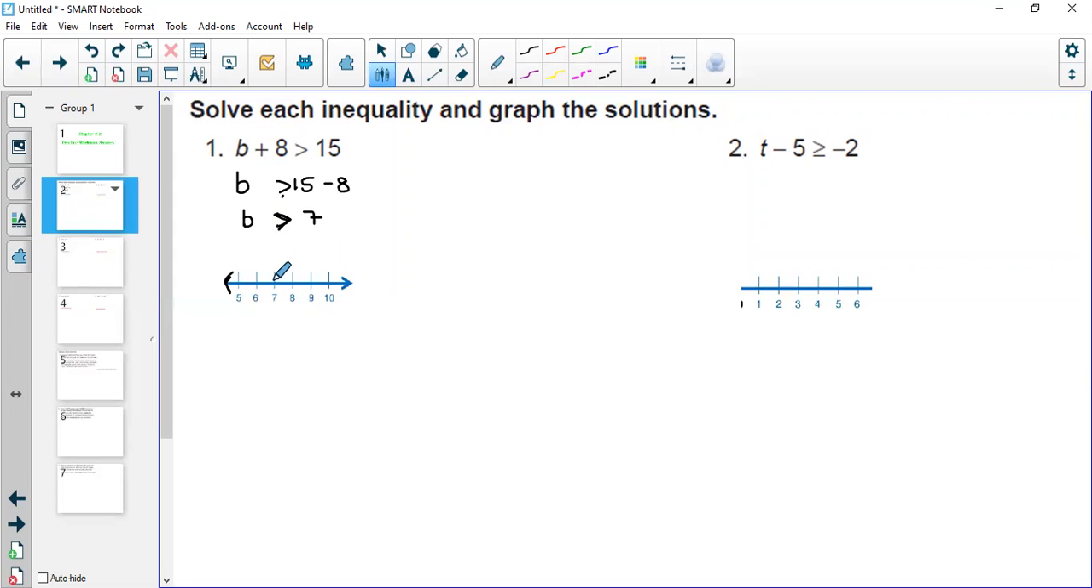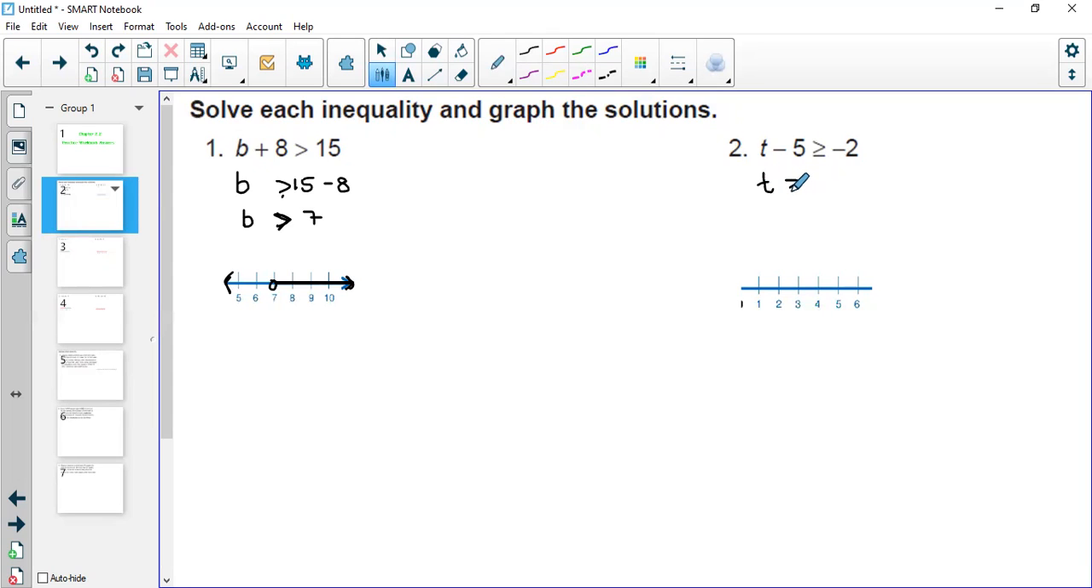So to graph this, I start by drawing a circle on 7, and then all I will do is extend my arrow to the other side, showing that all the values which are greater than 7 can be b. B can be 8, 9 or 10. So wherever the arrow line is showing, all these numbers can be solutions for the value of b.